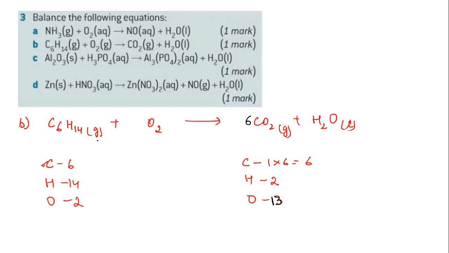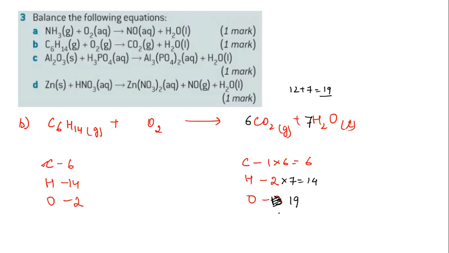Fine. Hydrogen part, if you see this side, hydrogen is 14 there. And here you are having 2 hydrogens. So multiply by 7. If you multiply there by 7, you will get 14 hydrogen. 7 into 2 is 14. Now count oxygen again. Oxygen is 12, 6 into 2, 12 plus 7. That is 19 oxygens are there now.